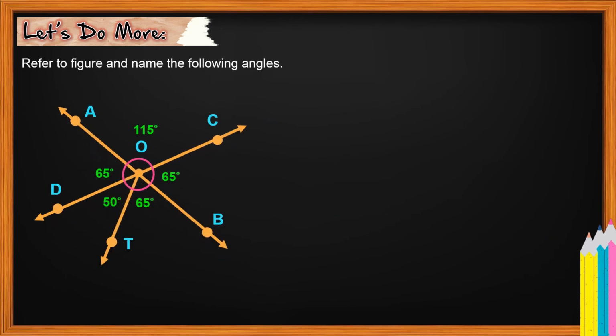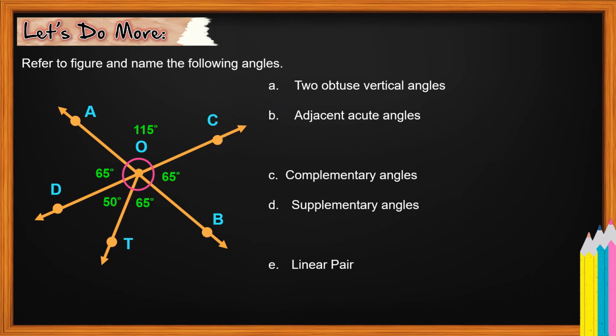Refer to the figure and name the following angles. For letter A, we have two obtuse vertical angles. And these are angle AOC and angle DOB. So angle AOC is 115 degrees and angle DOB, 50 degrees plus 65 degrees, is also 115 degrees. These are the angles greater than 90 degrees. So they are obtuse angles.